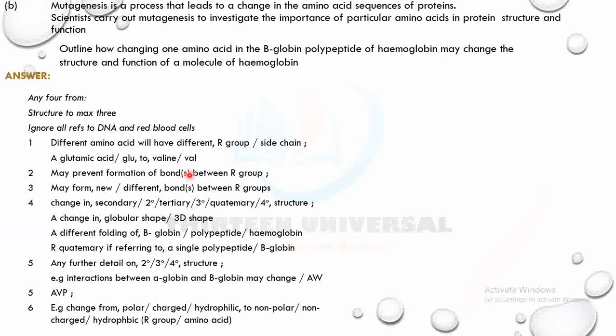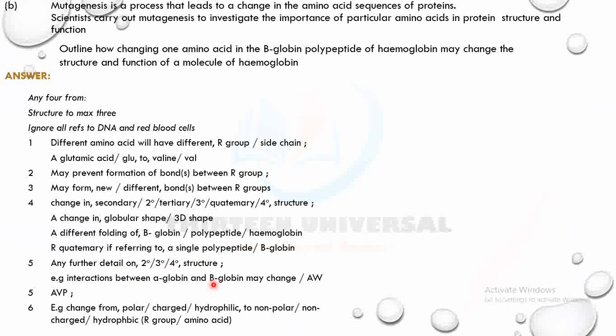This may prevent formation of bonds. So some bonds don't form between R groups, and because of that, new bonds are formed, because hydrophilic R groups cannot form hydrophobic interactions. So new bonds are formed between the R groups. There's a change in secondary and tertiary structure. Reject quaternary structure, because quaternary refers to more than one polypeptide chain. We are dealing with one polypeptide chain here. Any further detail, that's a change in primary structure.